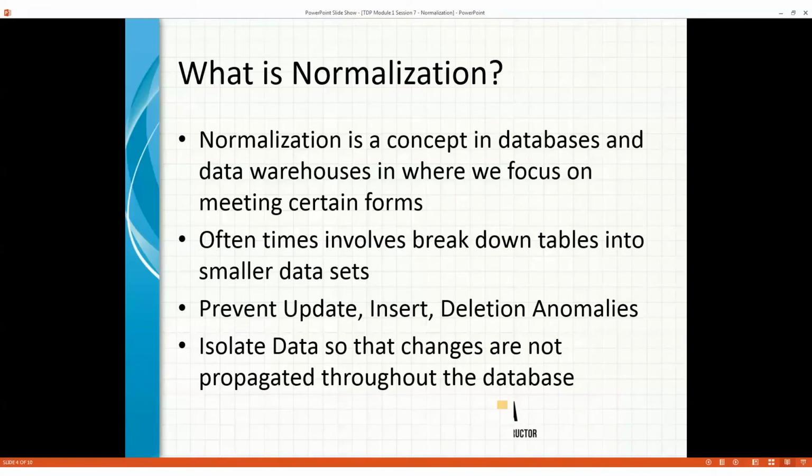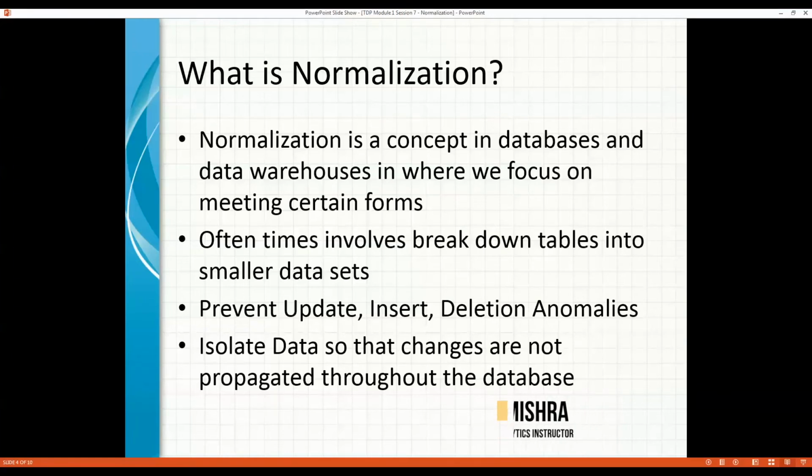Now, first, let's talk about normalization. What is it? Normalization is a concept that is used typically in databases and data warehouses where you focus on meeting certain design key points. Oftentimes, normalization involves breaking down tables into smaller data sets. Breaking this down is taking out redundancy, and when we are working with smaller data sets, they're easier to manage. It's a lot easier to work with 5 tables that have maybe 10,000 rows than one table that has 50,000 rows in it. This just makes it easier for design.